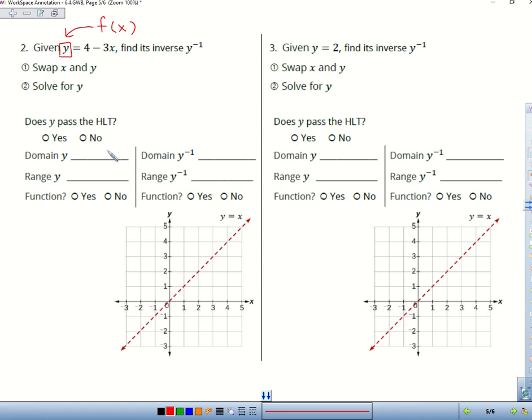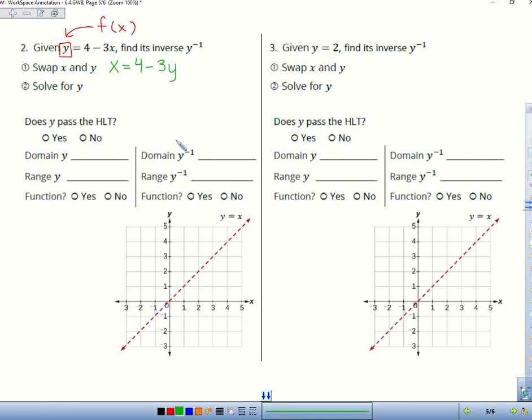Now, once it's in the form where you have a y and an x, to find the inverse, the first thing you're going to do is rewrite the equation, but you're going to flip the x and the y. Does everyone see what I did there? I took the equation, I rewrote it, but my x and y have been flipped. Does everyone see what just happened?